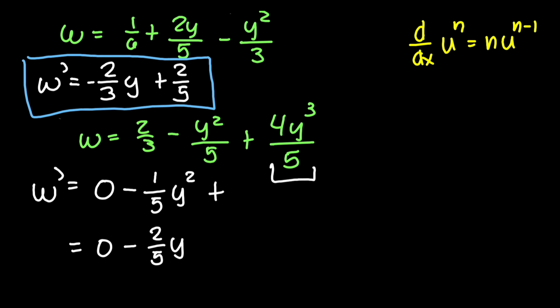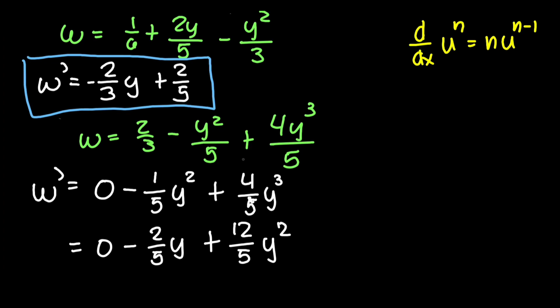plus we can rewrite this as 4/5 y to the power of 3, and by that, multiply 3 by 4 over 5, which would be equal to 12 over 5 y to the power of 3 minus 1 would be equal to 2. For your final answer in here, it would be equal to negative, or I mean 12 over 5 y squared minus 2/5 of y.